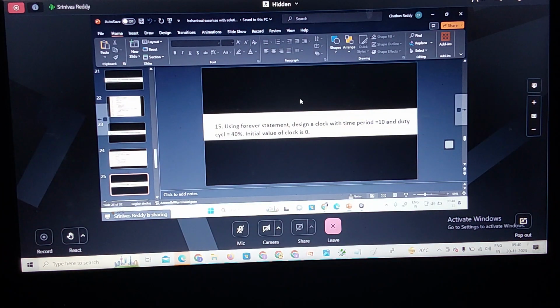Whether we have done this? Can you write a program to this? Using forever statement, design a clock period with the 10 and duty cycle of 40% duty cycle. Initial value of the clock is 0. Can you write a program to this?